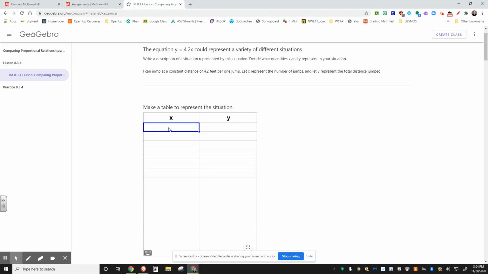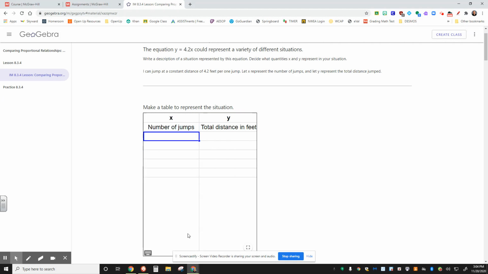So right below it, we're going to put number of jumps, so you know what it is, and then we're going to let y be the total distance. When we talk about distance, we need to talk about what kind of unit we're using. So we're going to say total distance in feet.